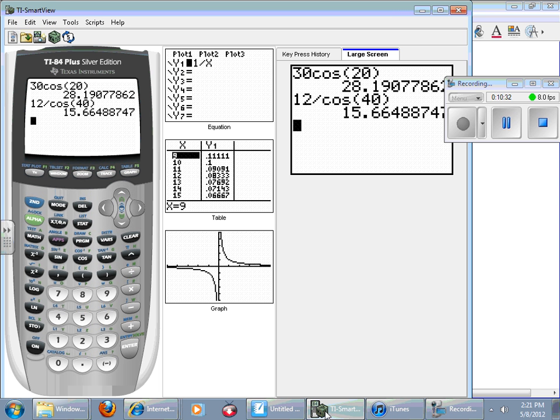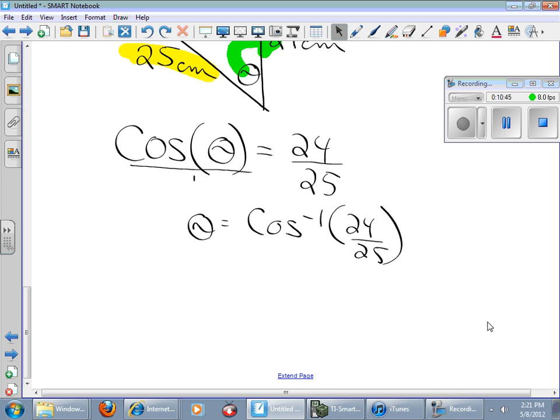So I'm going to do the inverse cosine, second cosine, like that. 24 divided by 25. And I'm going to get an angle of 16.26 degrees, or 16 and 26 hundredths. So theta is going to equal 16 and 26 hundredths degrees.